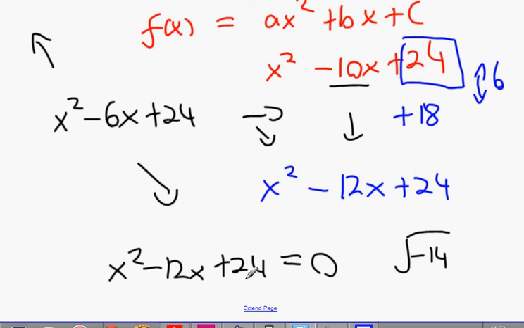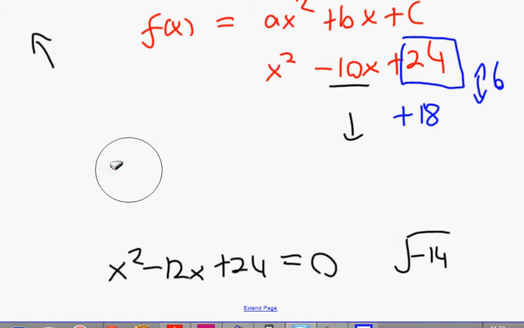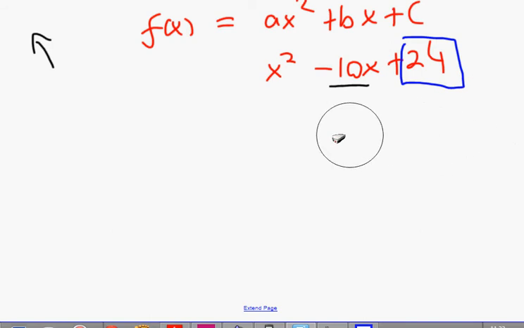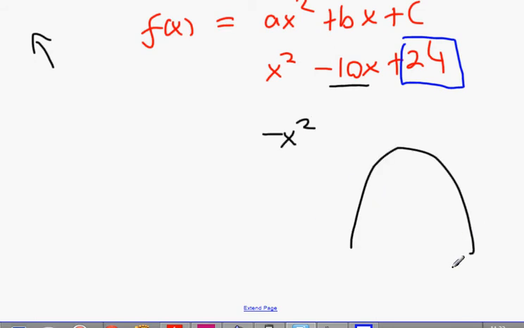Okay, now the next thing we have to look at is we've learned what happens when you manipulate around the middle number. Now what happens when you manipulate around the first number? For example, if I turn this into a minus x squared, minus x squared will change it to an n-shaped function. And then you can raise and lower the n-shaped function by changing the last value.